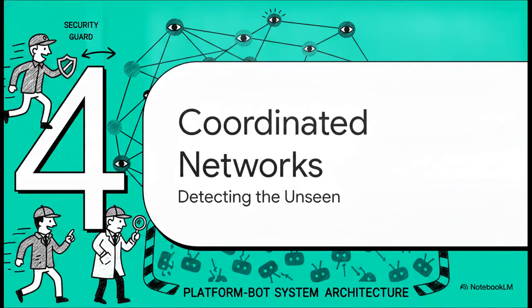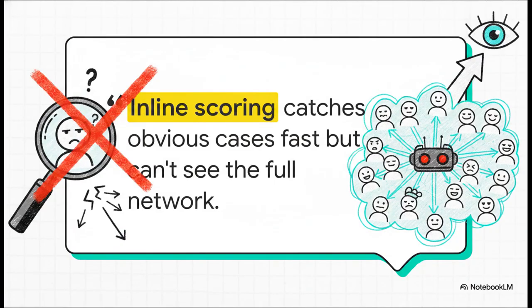Moving on to Section 4, catching coordinated networks, detecting the unseen. Because real-time scoring has a pretty massive blind spot. It catches the super obvious cases fast, but it completely misses the big picture. This is where the slow, methodical detectives come in behind the scenes.